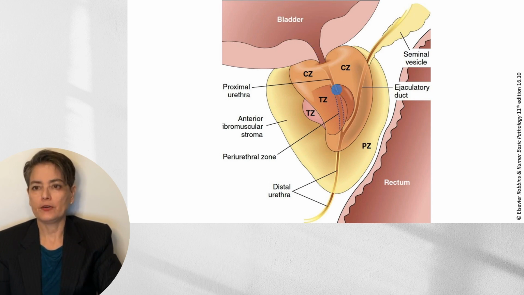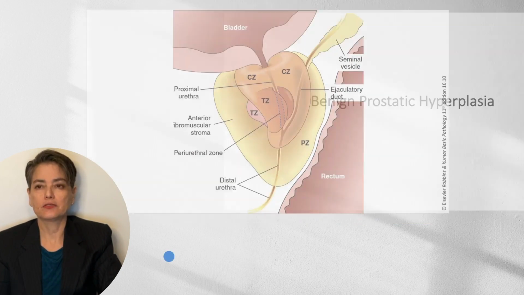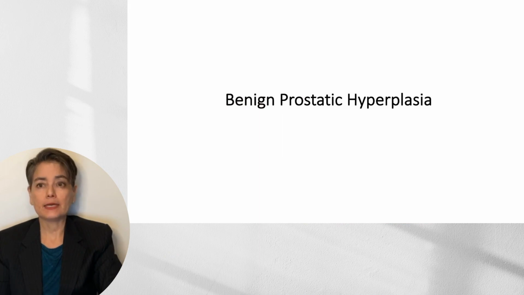Please appreciate here the urethra traveling through the prostate. Most benign prostatic hyperplasia is going to arise here in the transition zone, and you can see why urinary obstruction is a major component of that disease. So with that in mind, let's begin with benign prostatic hyperplasia.